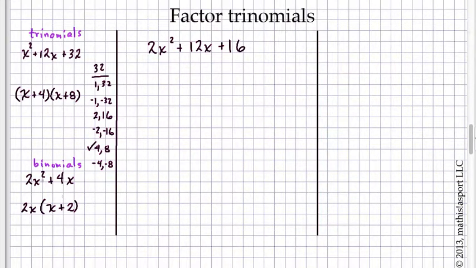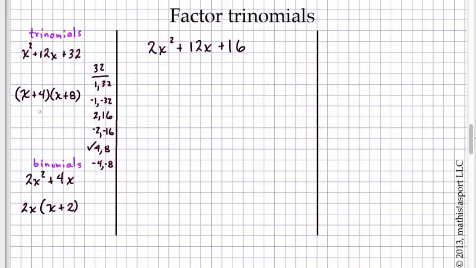Binomials have two terms, and in binomials, remember, we're just taking out the largest factors that both terms have in common. Then when we did trinomials, which have three terms, of course, what we did was we multiplied the first coefficient by the last. We got 32. We wrote out all the different ways you can multiply to get 32. And then we selected the one that you can add to get the middle number, in this case 12.